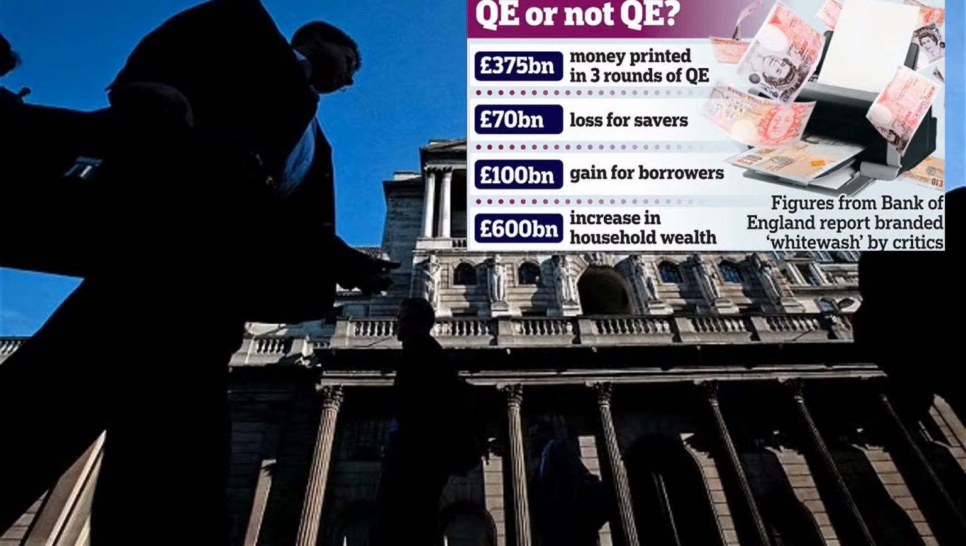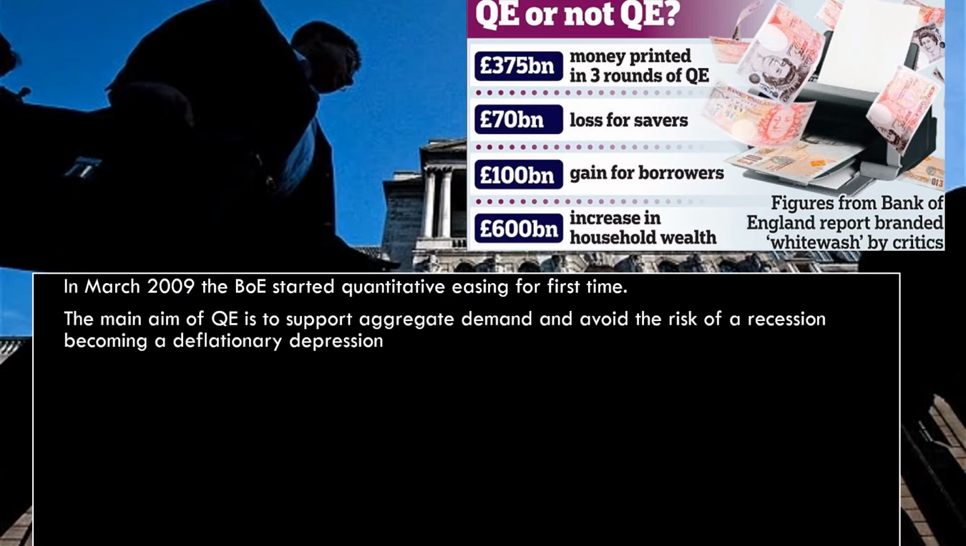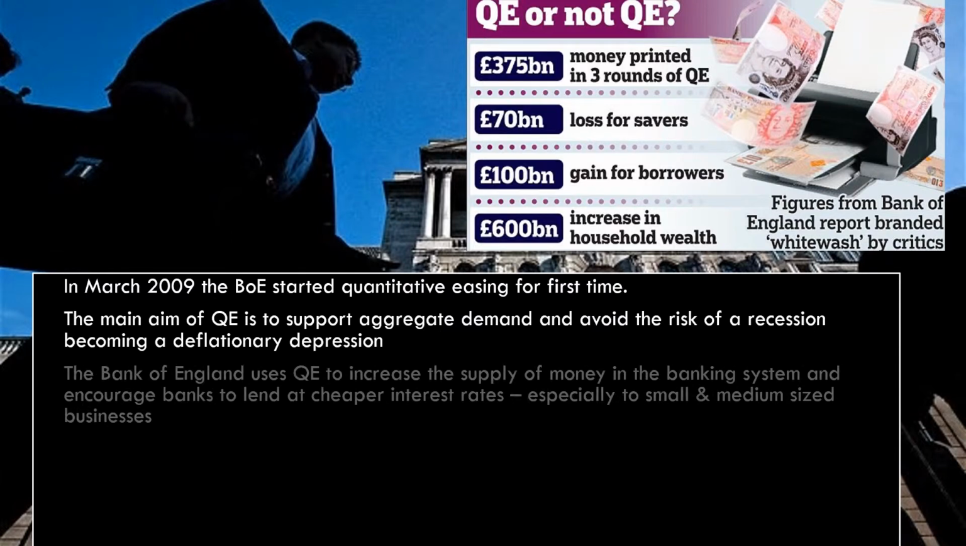So, quantitative easing, what do we know about it? Well, the Bank of England in the UK created £375 billion in order to try and stimulate the economy. It's good news for borrowers because it lowers interest rates and makes more borrowing opportunity, but potentially bad news for savers because it reduces interest rates. They started in March 2009 and they've done it in 3 batches. And the aim was to try and increase aggregate demand and avoid the risk of a recession or deflation.